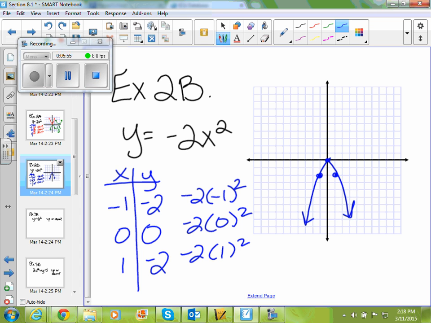Well, the exponent tells you how many times to multiply what's in the parentheses. So like negative 1 squared means negative 1 times negative 1.